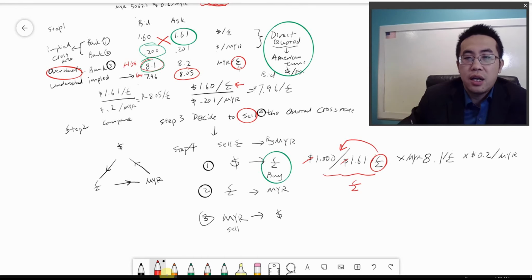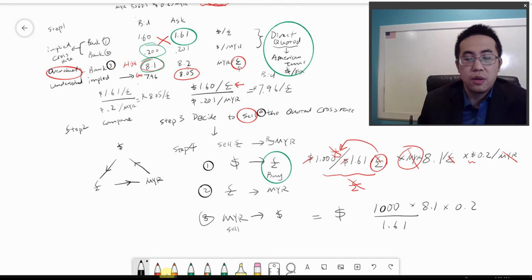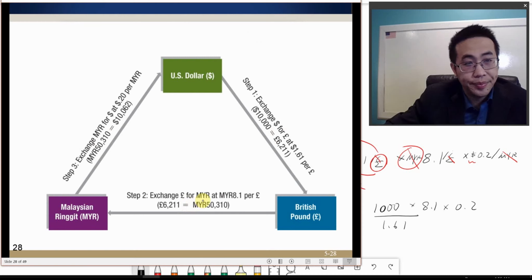And after you get the pound sign, you see the pound here and the pound here get canceled. So the pound sign will disappear. You will have only the amount of Malaysia ringgit, and then the ringgit gets canceled, and only the dollar sign is left. So your final answer should be the amount of dollars, which comes from 1,000 divided by 1.61, times 8.1, and then times 0.2.